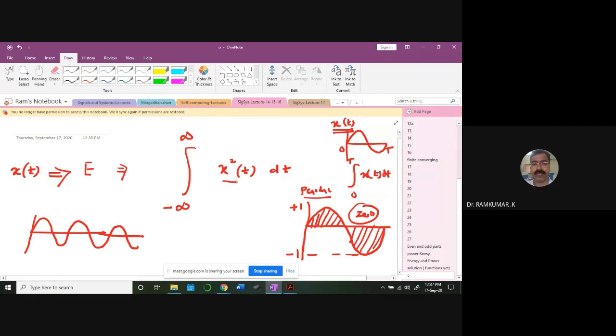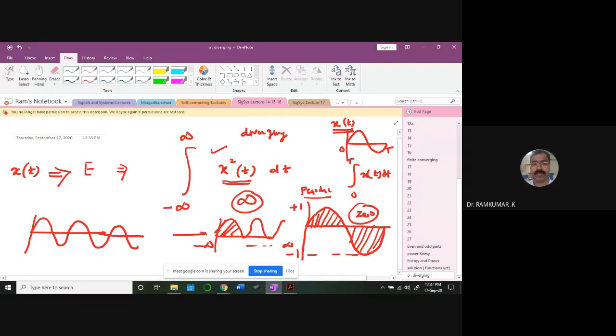I'm taking x square of t, so naturally negative values also get pushed up; negative values won't be there. So what is the area I'll be getting from minus infinity to plus infinity? What is the area? Plus infinity. Good. You'll be getting a diverging integral. A diverging integral means this integral is not converging; it is infinite.